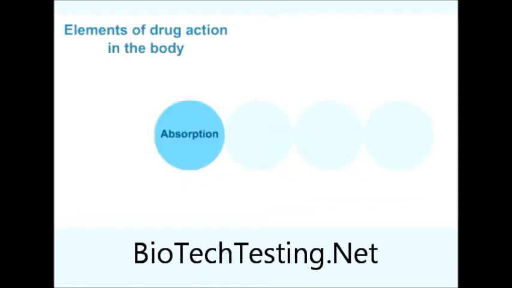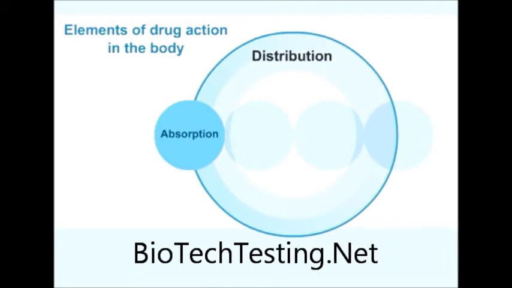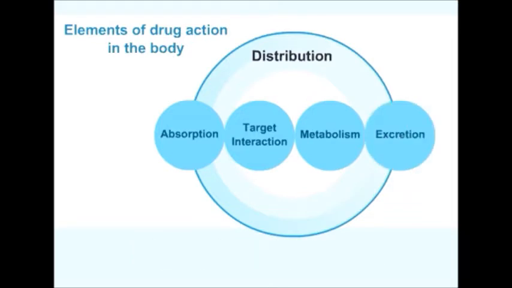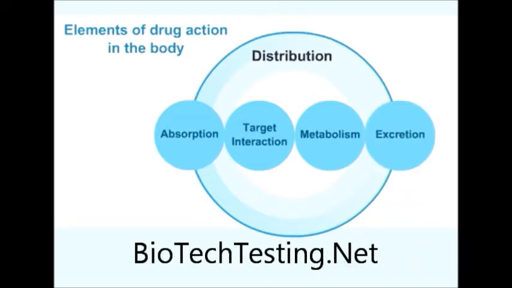1. Absorption into the body, for example from the gut. 2. Distribution to their site of action in the body. 3. Target interaction, for example binding to cellular receptors or ion channels. 4. Metabolic processing. And 5. Excretion from the body. Theoretically, genes that influence any stage of this pathway could affect the overall drug response.